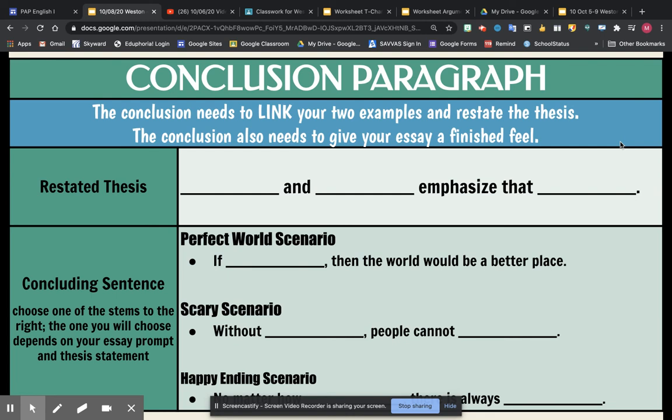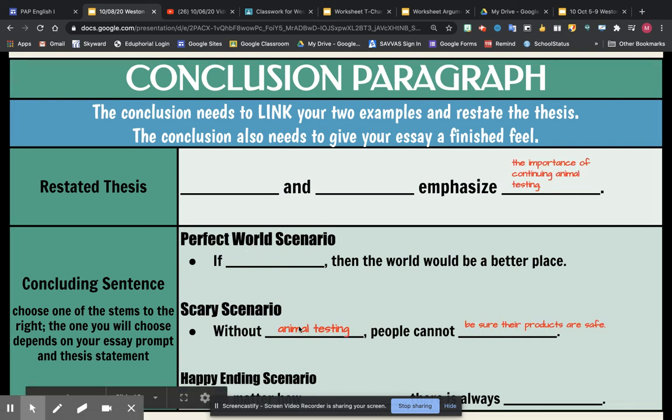So conclusion paragraph is going to be pretty easy. We're going to take what we said in our argument 1, and we're going to kind of sum it up. And we're going to take our argument 2, and then we're going to explain how that emphasizes something in our claim. And then our last sentence, so it's only going to be like 2 sentences, we have the opportunity to end with like a perfect world scenario, a scary world scenario, or a happy ending. And for us, we're going to do this one, the scary scenario.